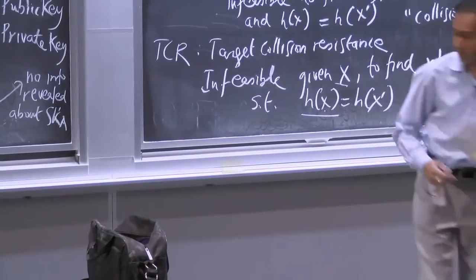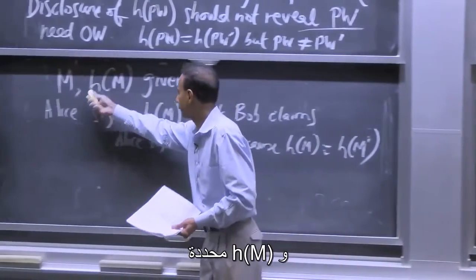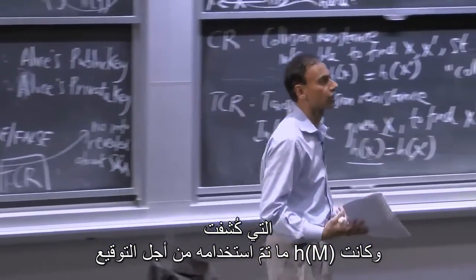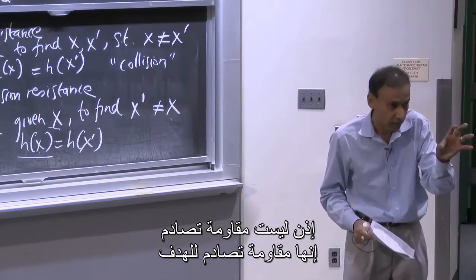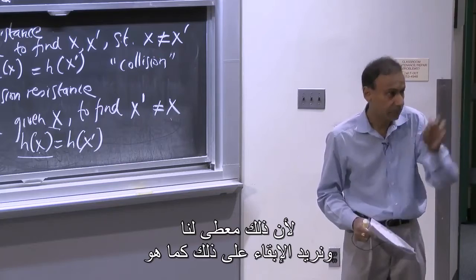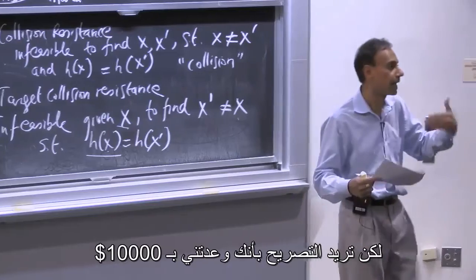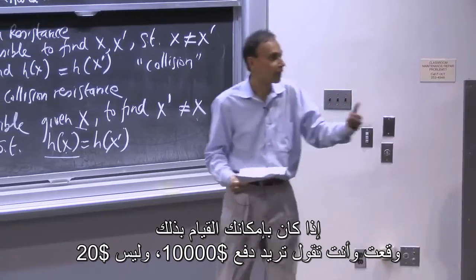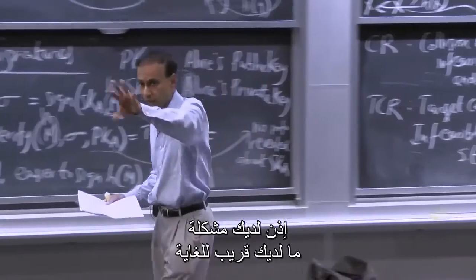Could you stand up? Cool. M is given. There's a specific M and a specific H of M in particular that has been exposed, and H of M is what was used for the signature. So you want to keep H of M the same. It's a specific one, so it's not collision resistance. It's target collision resistance because that's given to you. And you want to keep that the same, but you want to claim that, oh, you promised me $10,000, not $20, right? If you can do that, you sign saying you want to pay $10,000, not $20, then you got a problem.